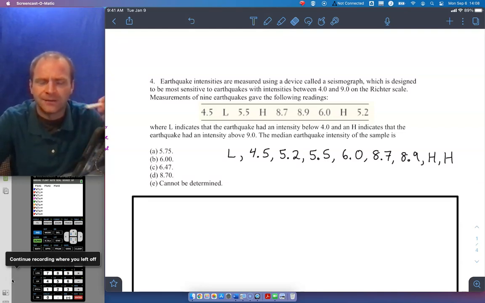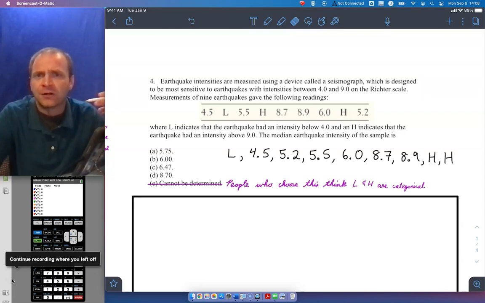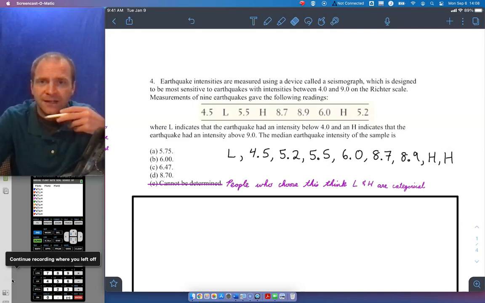So I can't add those. They're not the same. So I'm going to cross them out. Or maybe you're thinking that the L and the H are categorical. You can't find the median. And so that's a small trick, not a huge one. The main trick is choice A of 575.